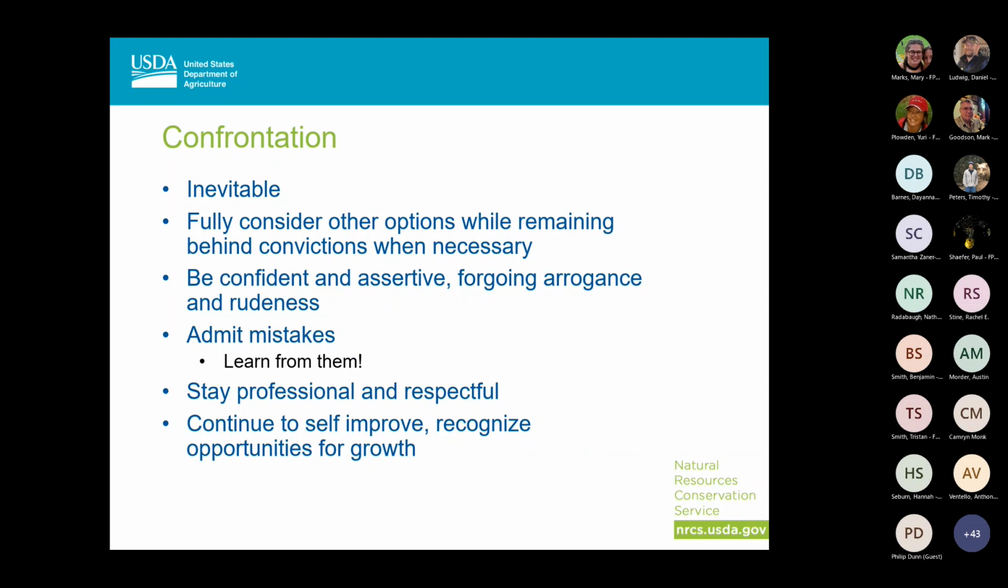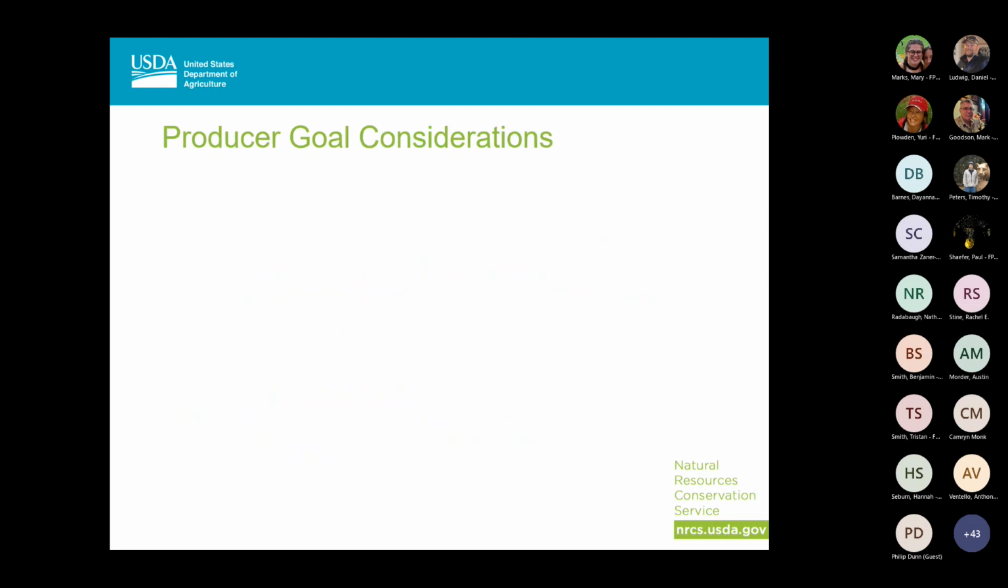Staying professional and respectful, having a disagreement while, even if they don't stay professional and respectful, making sure that we do, and always continuing to self-improve and recognize opportunities for growth. They're always there. Nobody's perfect. Nobody's ever going to be. So just recognizing those paths to growth when they are applicable.